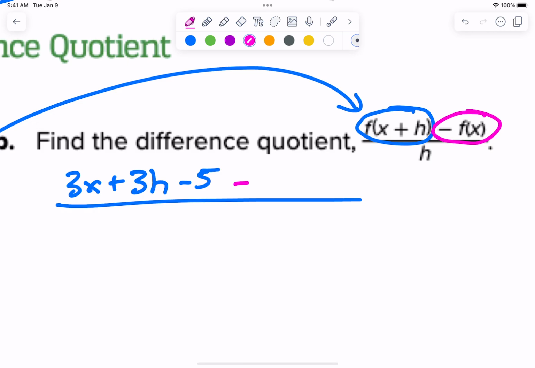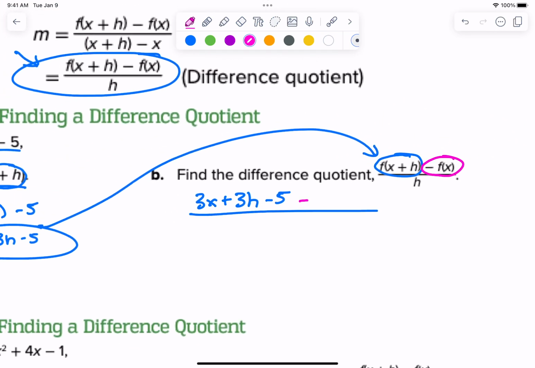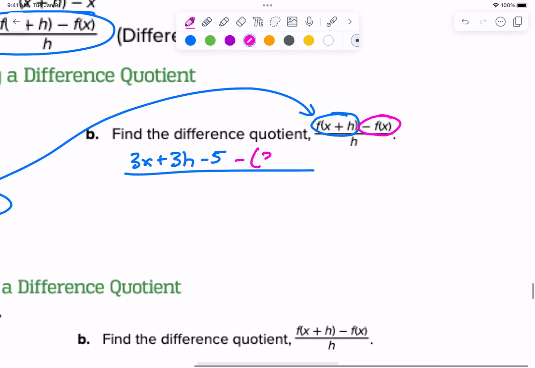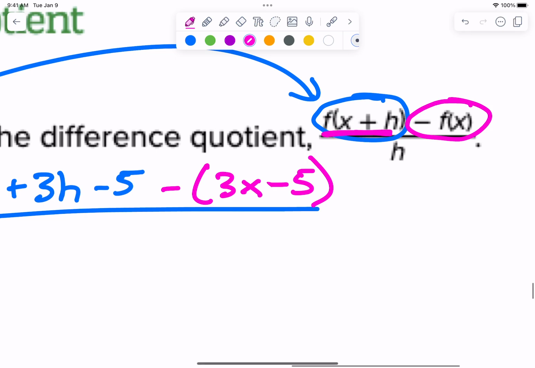Minus f of x. That's the next part. What is f of x, by the way? F of x is just 3x minus 5. So I'm going to plop him in his spot right here. Minus 3x minus 5. Do you see that? We've already done this chunk. We've already done this chunk. Now we're doing minus f of x. And we have all that, all over top of h.